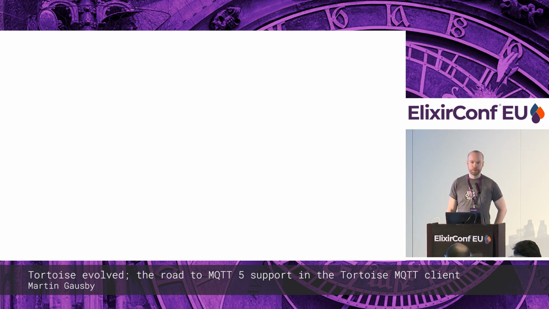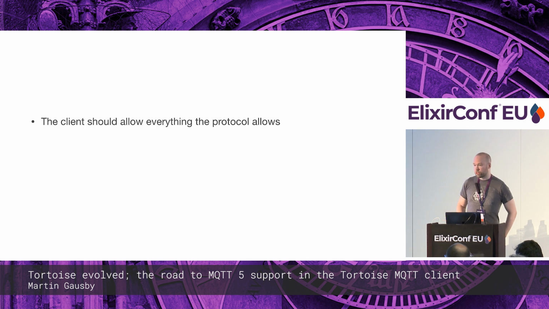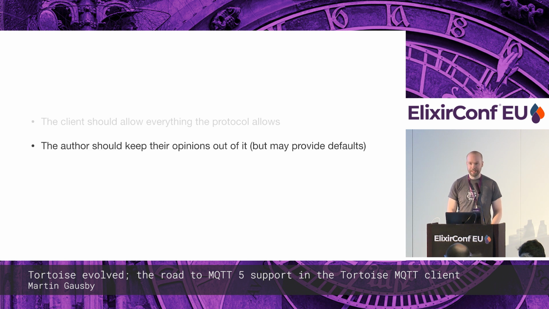So, what should a good client do? In my humble opinion, I think it should basically follow the spec. It should do everything that the spec allows you to do, and I as an author should not take any creative liberties with what I think the protocol should do. In other words, I should keep my opinions out of it, but I can provide good defaults. So, for instance, when we publish a message without a quality of service specified, I can just assume it's quality of service 0.